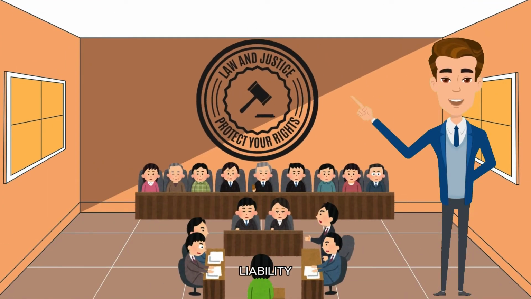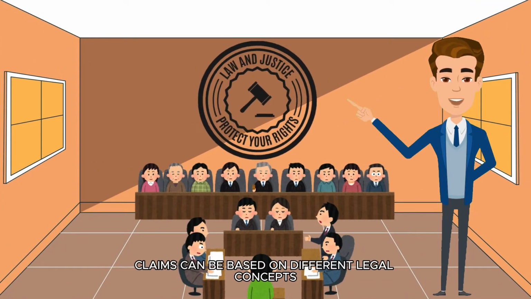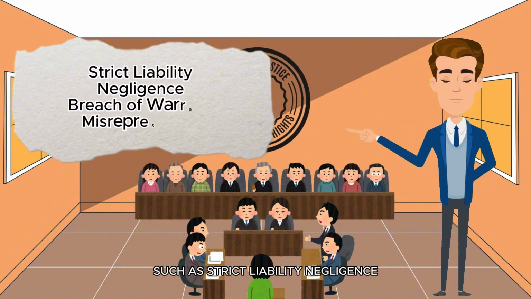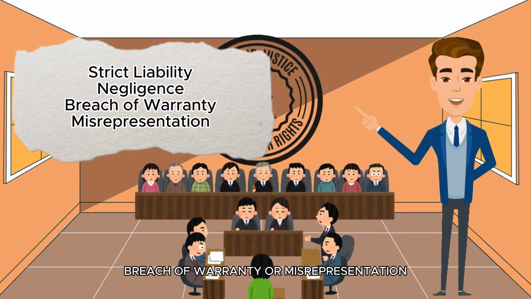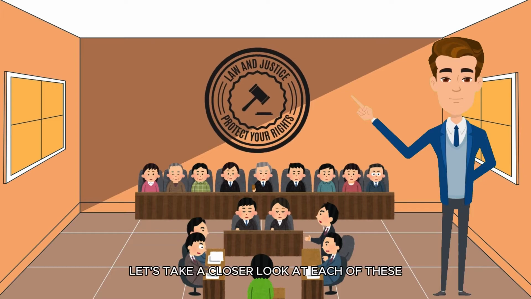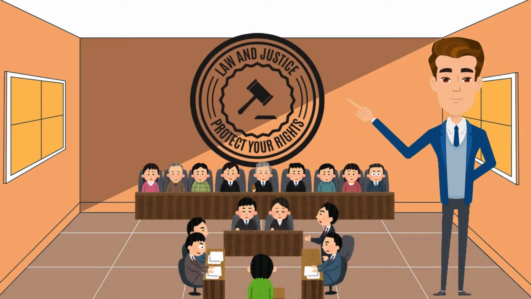Software product liability claims can be based on different legal concepts, such as strict liability, negligence, breach of warranty, or misrepresentation. Let's take a closer look at each of these.